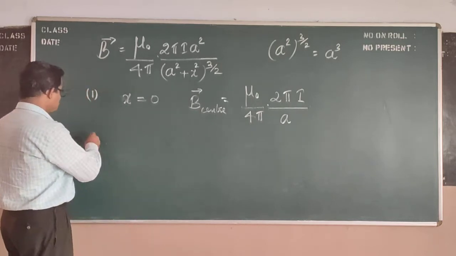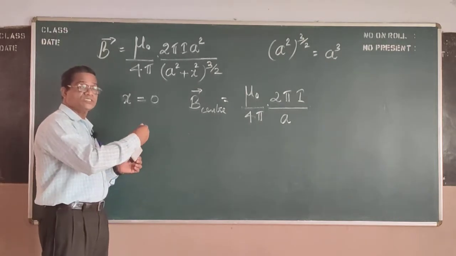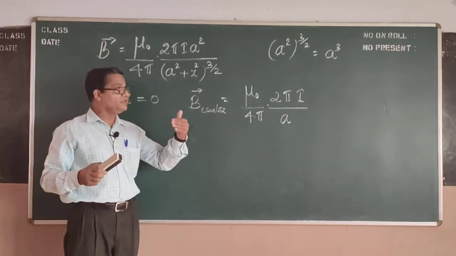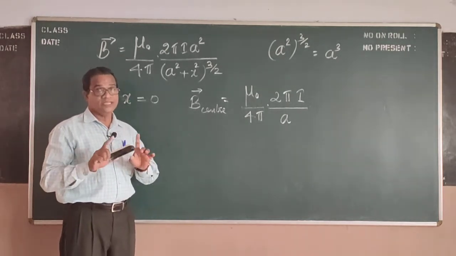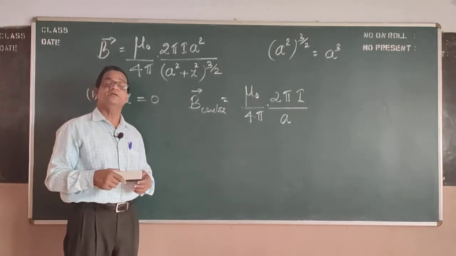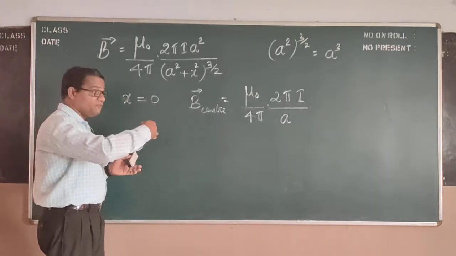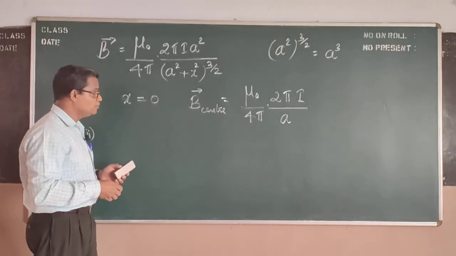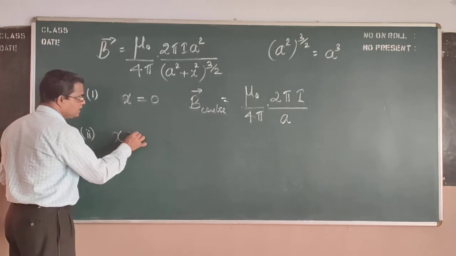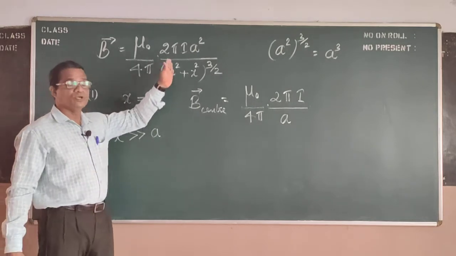Now, second special case is that suppose the point falls far away from the center of the loop. I mean far away from the center, not infinity. There is no meaning in saying that at infinity the field is 0 only. So if the point lies far away from the center of the loop, what it means is that x is very, very large compared to a. This is what we put into this one.